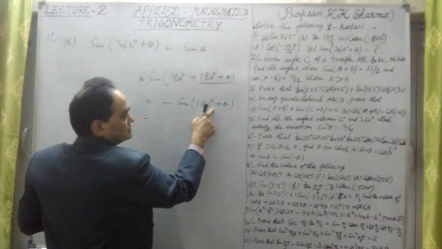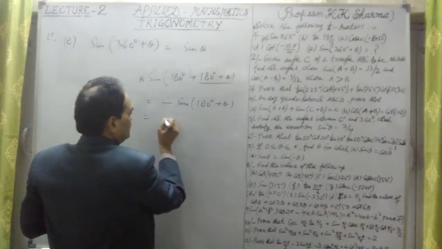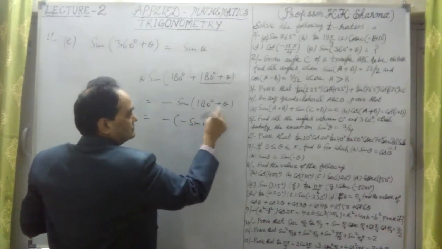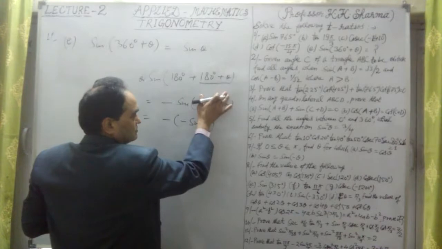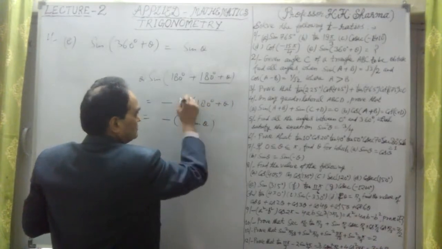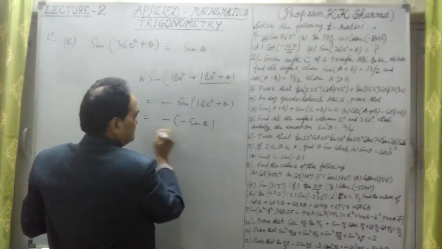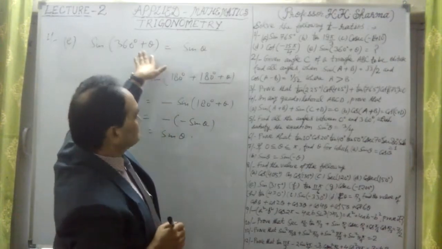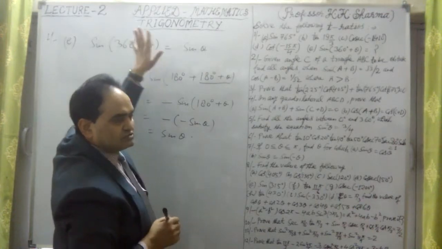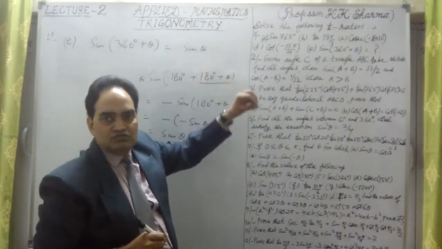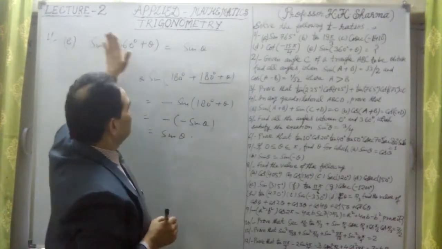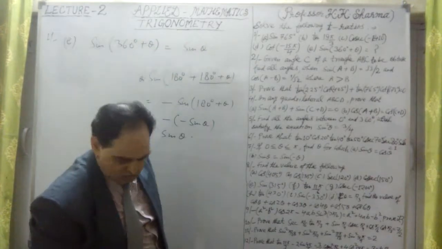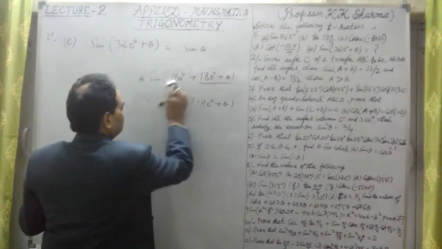Again, this is the third quadrant, so it will be negative. Sine of 180 plus theta is minus sine theta, since this angle lies in the third quadrant where sine is negative. So the result is minus minus sine theta, which is plus sine theta. Or we can just think that 360 degree plus theta lies in the first quadrant, where all of sin, cos, tan and cot are positive. So this is the question we have taken here.